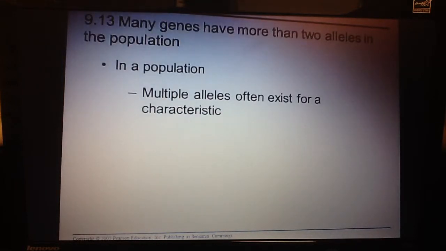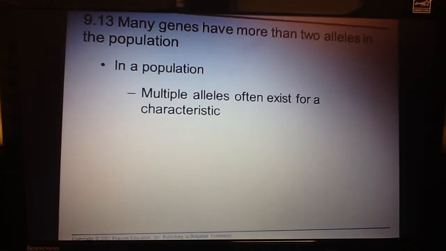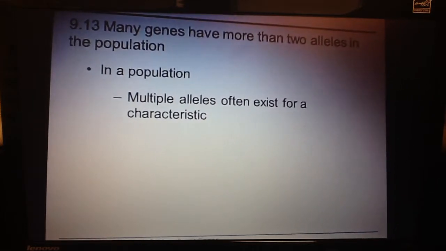Now, to make it even more complicated, there's a lot of times where there are more than two alleles that exist for a characteristic. It's not always just dominant and recessive, one trait.